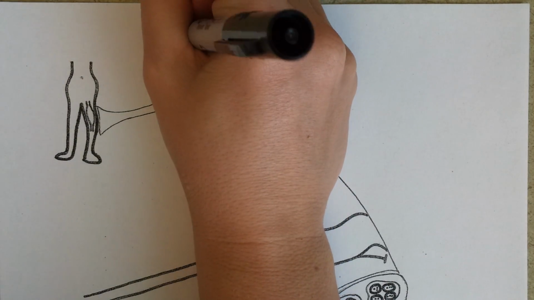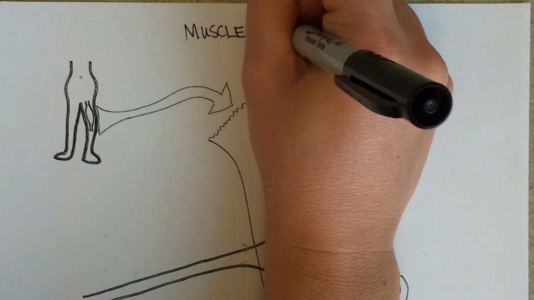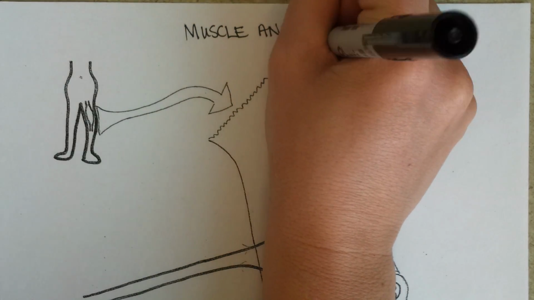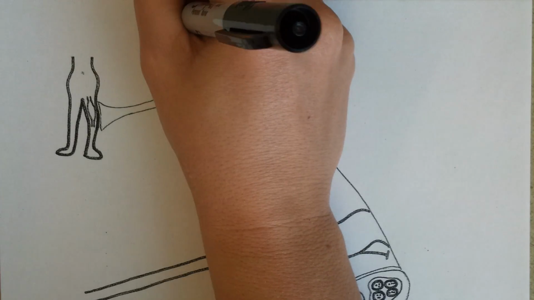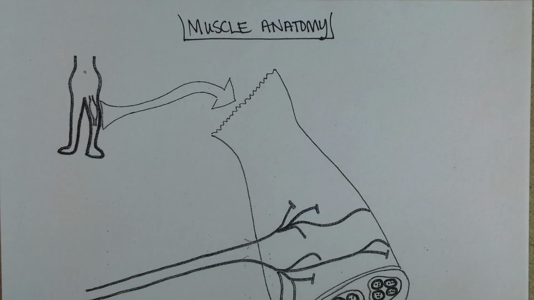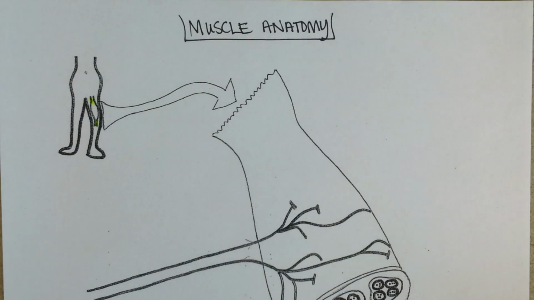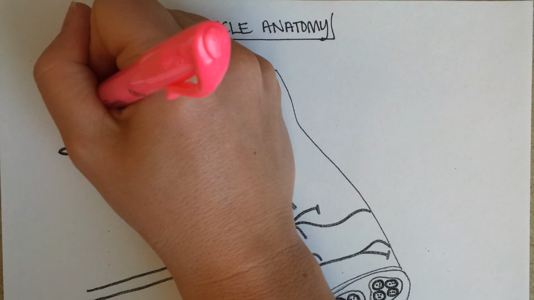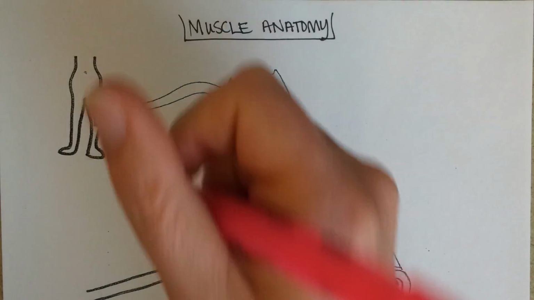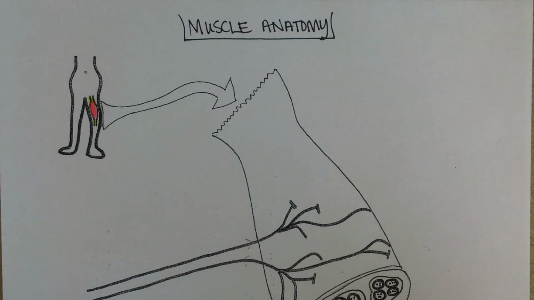Muscle anatomy. We're going to look at the gross anatomy of muscle, and just for illustration purposes, we'll look at one of the quadriceps muscles, let's say the rectus femoris. Big muscle on the front of your thigh that helps to flex your thigh and extend your knee.